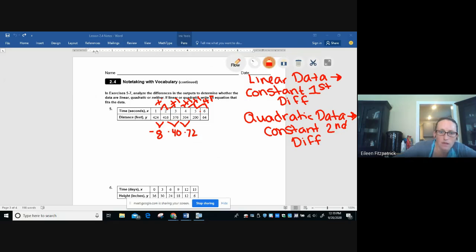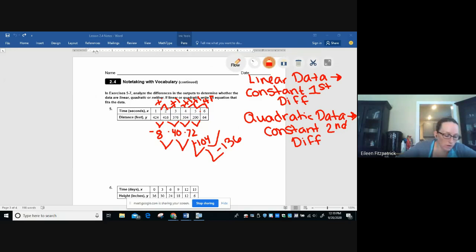-72. Then 304 minus 200, you're decreasing by 104. -104 for that one. And then 200 minus 64 is 136. So from that to that is 136. So it's obviously not a constant first difference. So it's not linear. Then we're going to find the differences between those numbers.